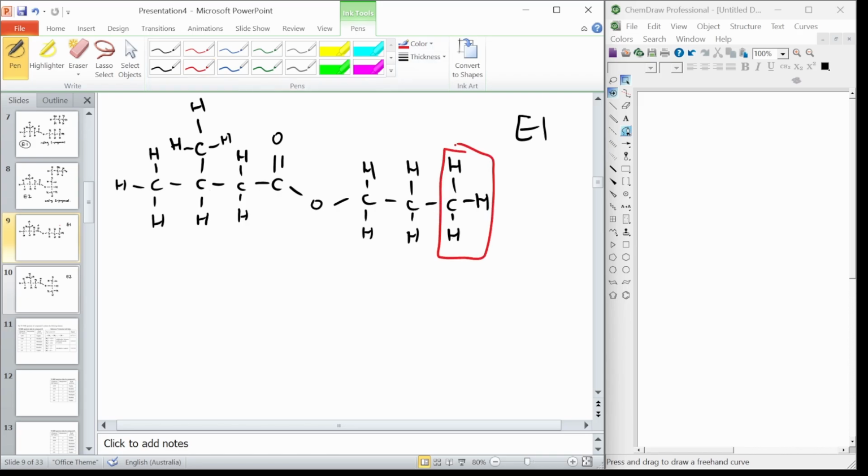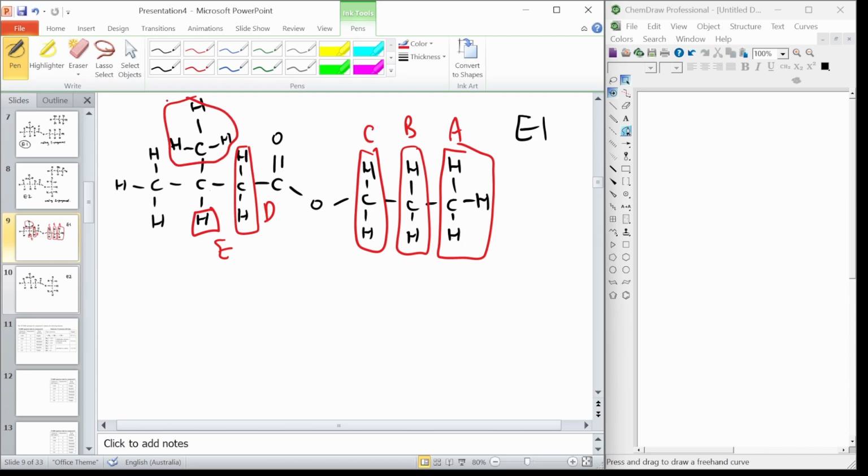So we have 1 here, so that's A, B, C, D, E, F, G. I'm currently keeping F and G as separate, but essentially they're the same thing because there is symmetry there. So if I was to draw the condensed version of this structure, you'll know what I mean.